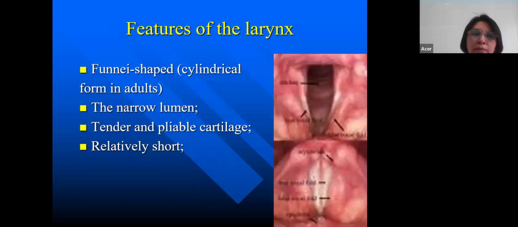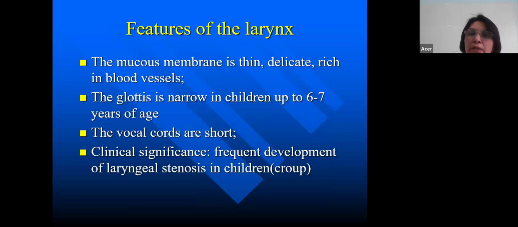Features of the larynx. Cylindrical form in adults, funnel-shaped form in children. Narrow lumen, tender and pliable cartilage, relatively short. Mucous membrane is thin, delicate, rich in blood vessels. The glottis is narrow in children up to 6-7 years of age. Vocal cords are short, so the voice in children is different from adults, a high voice.